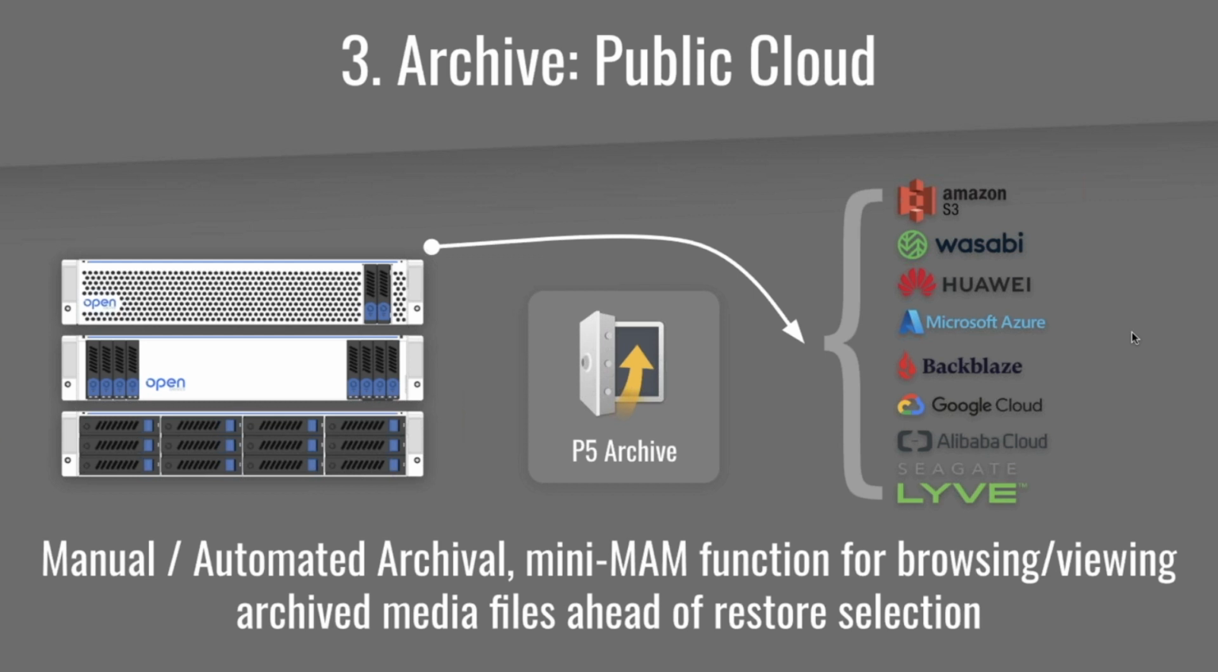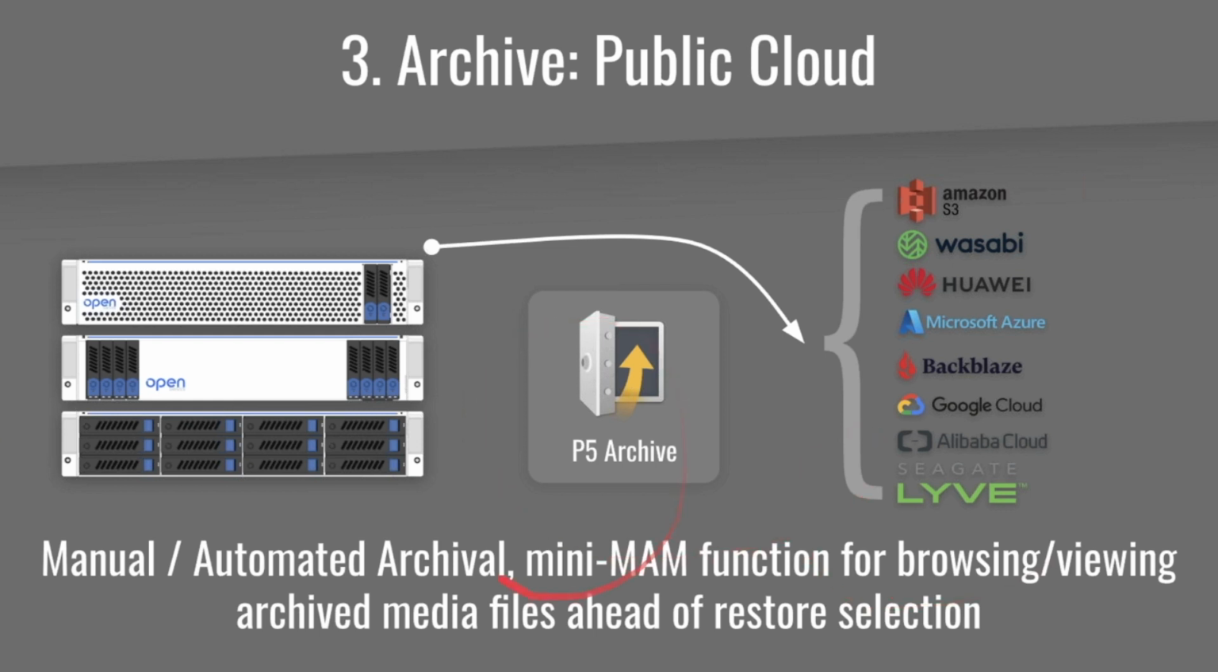So my third example solution is archival. What's archiving? It's basically taking completed project work from production storage that doesn't need to be there, that's just filling it up, and shifting it into cold storage. So the first solution is using public cloud vendors like Amazon, Wasabi, Backblaze, Google, and Azure. These are all using the S3 protocol.